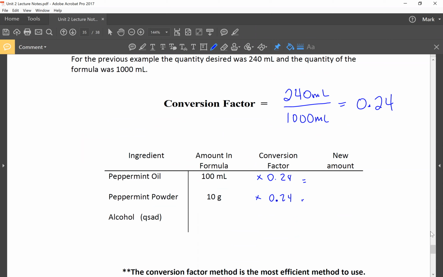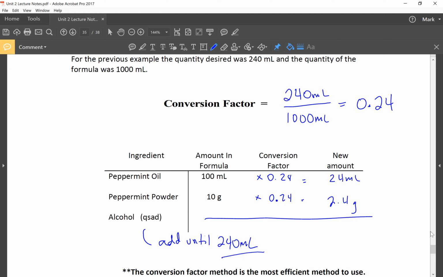So I multiply all these things, and I'm obviously going to do another example here, but I need 24 milliliters, 2.4 grams, and then the alcohol you don't worry about, you add until 240 milliliters.